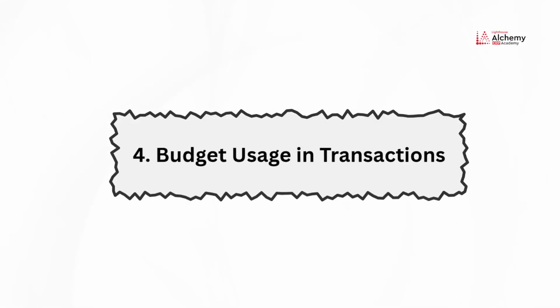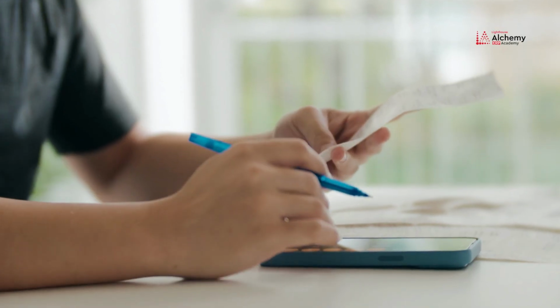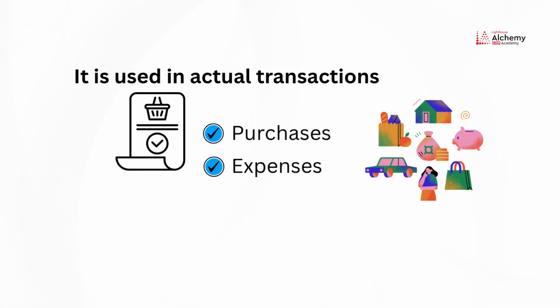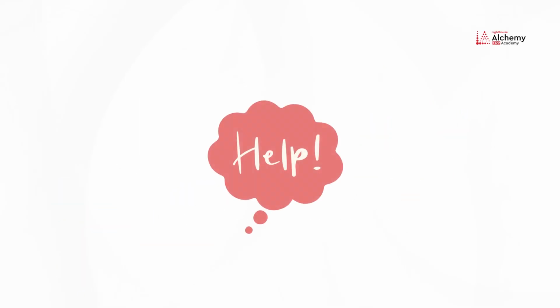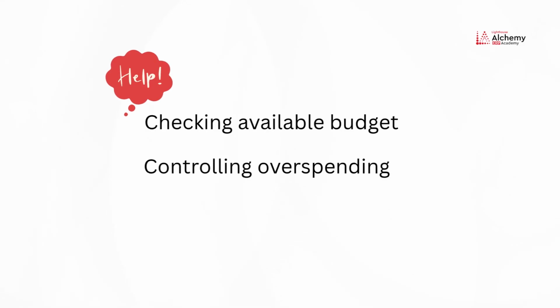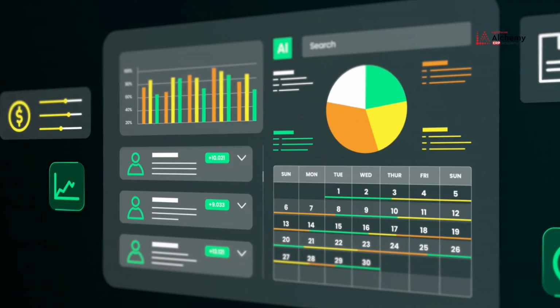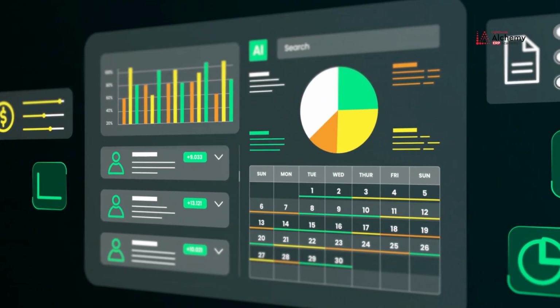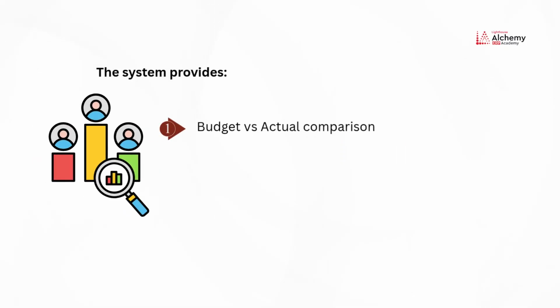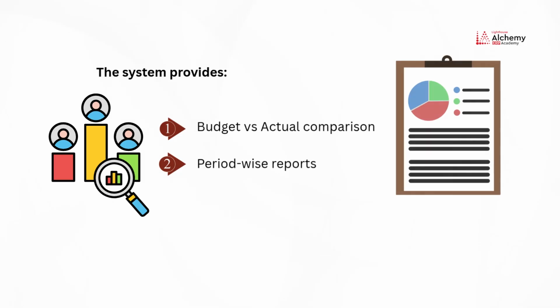4. Budget usage and transactions. Once budget is defined, it is used in actual transactions like purchases, expenses, project activities. System can help in checking available budget, controlling overspending. 5. Budget monitoring and reports. Finally, budget is monitored using reports. The system provides budget versus actual comparison, period-wise reports, entity-wise analysis, project budget.